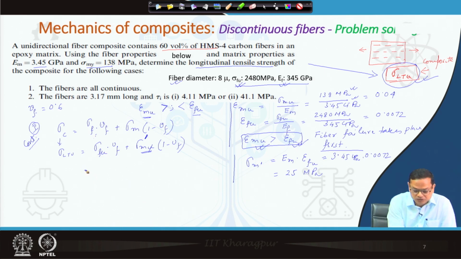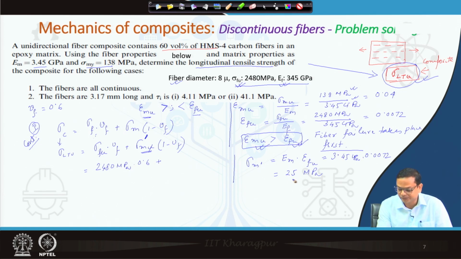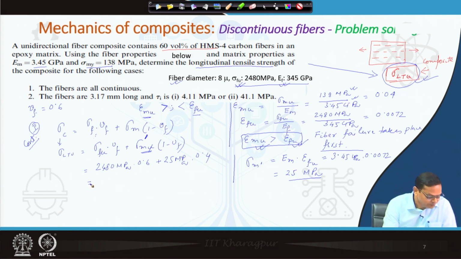Now, you have all the values. You have sigma fu, you can see sigma fu has been given here, 2480 MPa, multiplied by the volume fraction of the fiber, which is 0.6, plus sigma m dash you have calculated here. So, this is 25 MPa multiplied by 1 minus Vf, which is 0.4. So, ultimately from here you can get the value of sigma LTU, and that will be around 931 MPa.